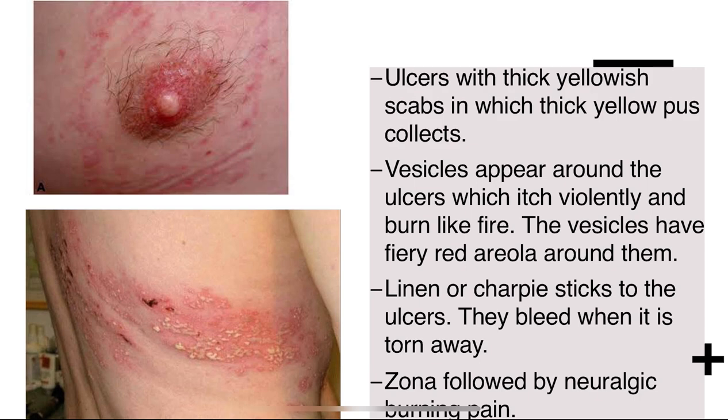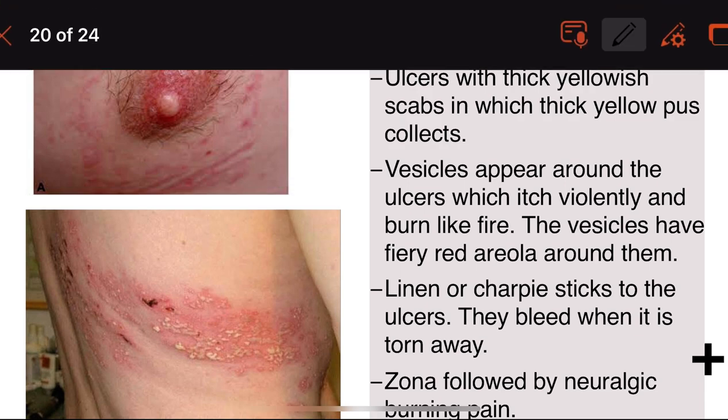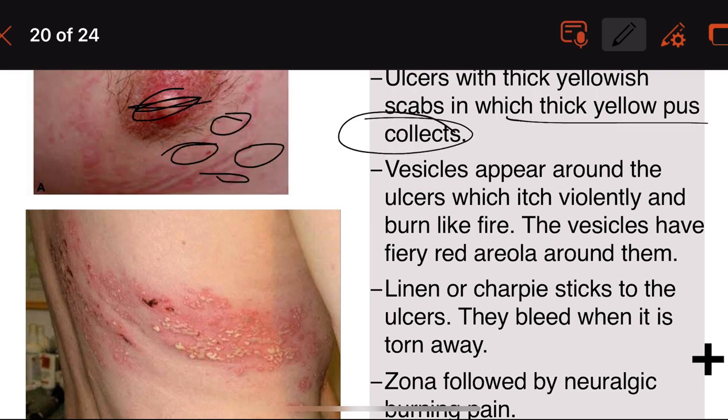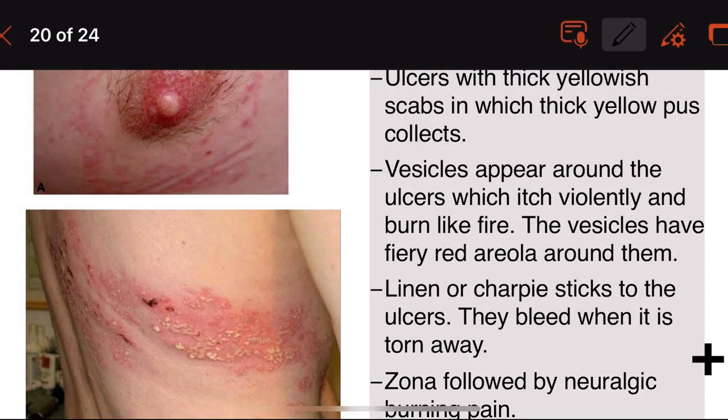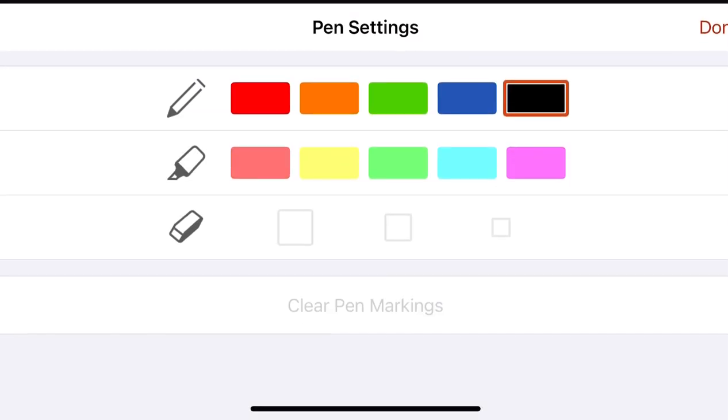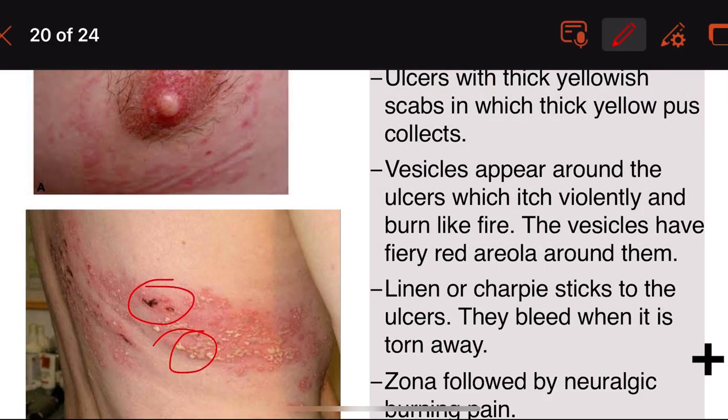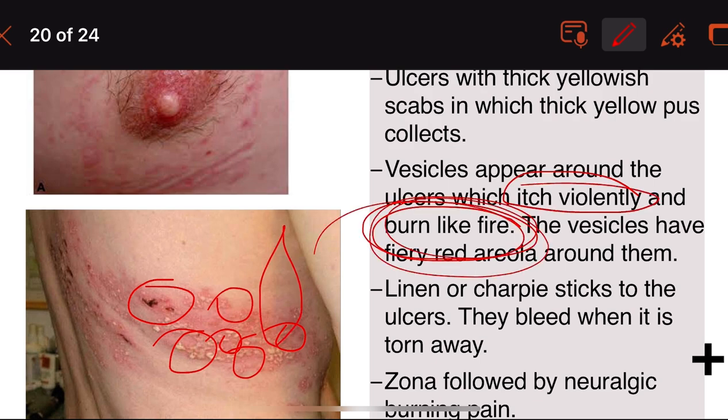Ulcers with a thick yellowish scab under which a thick yellow pus collects. We have studied this. We saw that picture wherein the ulcer had a thick yellow scab under which the pus collects here and there. Now we see vesicles appearing around the ulcers, which itch violently and burn like fire.